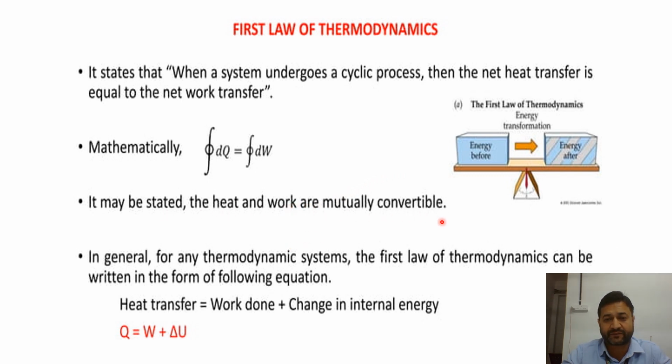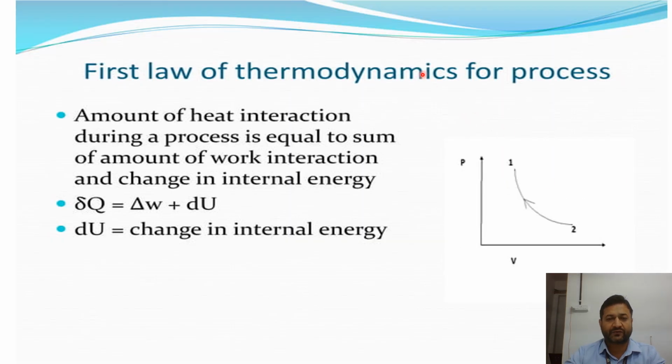Clear? So it states that heat and work are mutually convertible. They can be converted from one form, heat into work, or we can convert work into heat. Now this is for a cycle. For a single process, what is going to happen? What was the result of Joule that we will study now? So this is all about the cycle, and this concludes the Joule experiment.